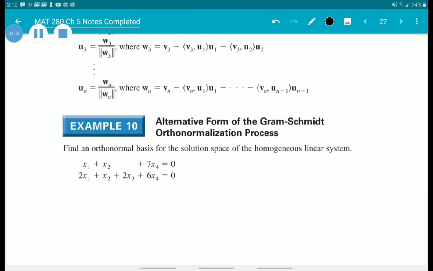Example 10. We want to find an orthonormal basis for the solution space of the homogeneous linear system. So in other words, we're finding the null space. And the null space is going to be the solution space for that homogeneous system by definition. So let's take this, pop it into the calculator. Let's do RREF.